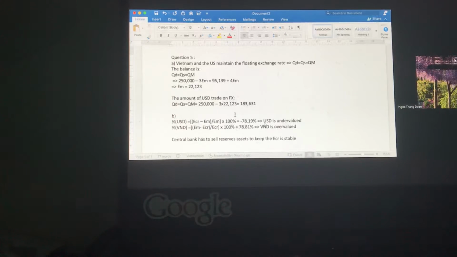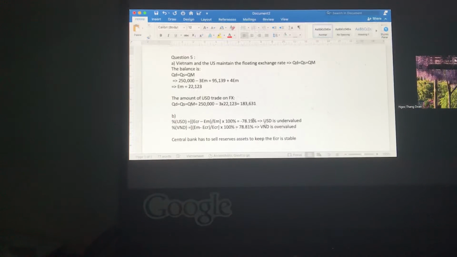Okay, so the answer here, you mean that's minus 0.78%? Yes. And the minus means USD is undervalued, and VND is overvalued. Please correct it by yourself. And when the central rate is less than the market rate, the USD is undervalued and VND is overvalued. And what happened to the State Bank of Vietnam, to Vietnam and to the US?